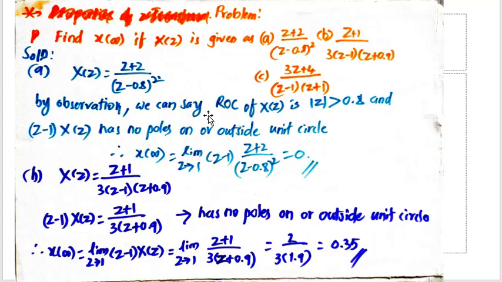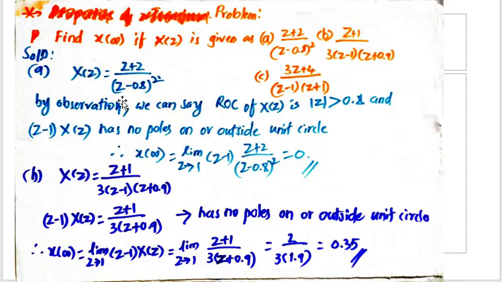Okay, so why have we considered this one? We know the property of the ROC, wherein the ROC cannot have poles inside that circle or ring. Whatever circle is created with a radius of 0.8, the ROC obviously will not be inside this or less than this. So the ROC for this should be greater than 0.8.